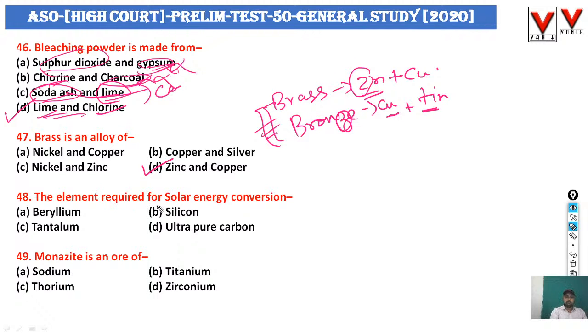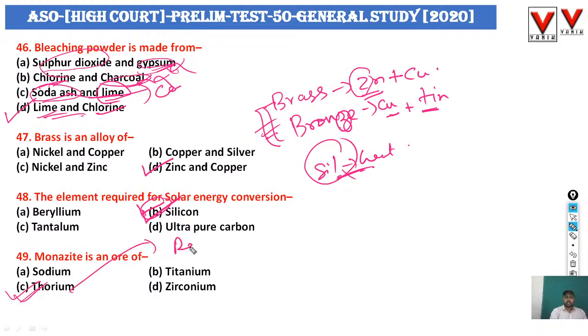The element required for solar energy conversion. Yes, of course it is silicon. Okay, because silicon absorbs heat. Silicon has the highest yield. So the answer to this question is option B, that is silicon. Then we have 49: monazite is an ore of... Okay, monazite is actually the ore of thorium.